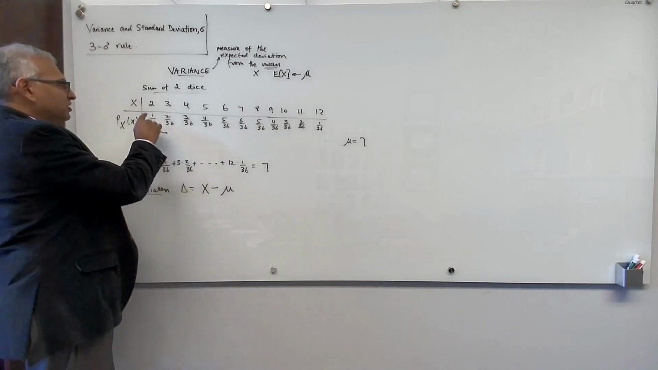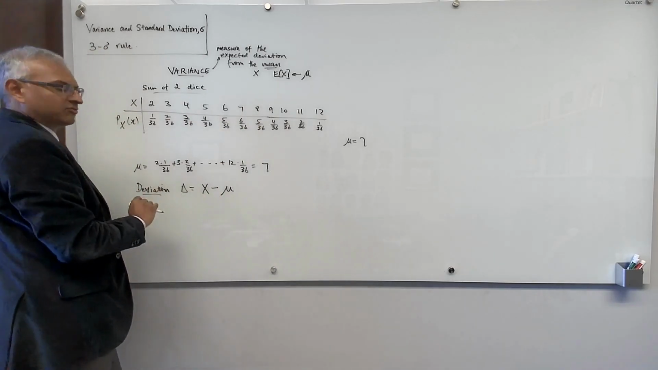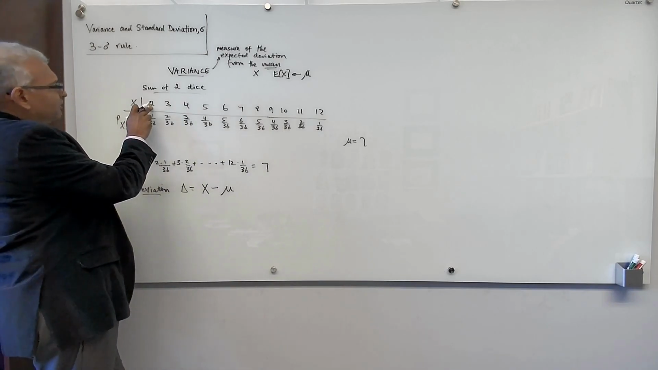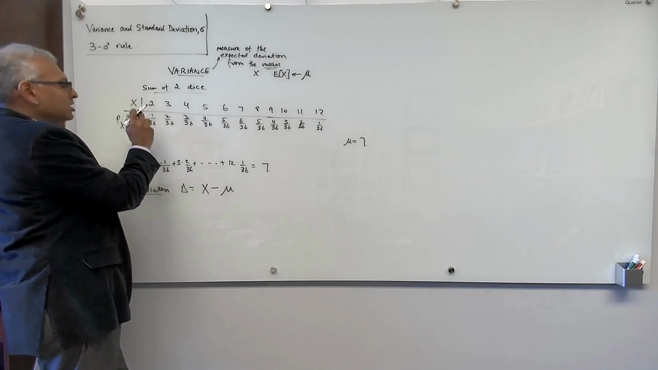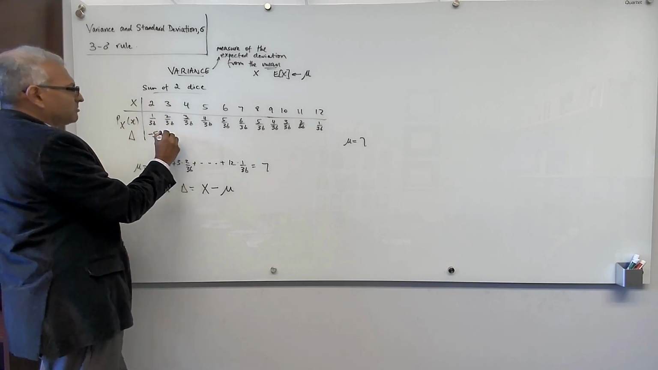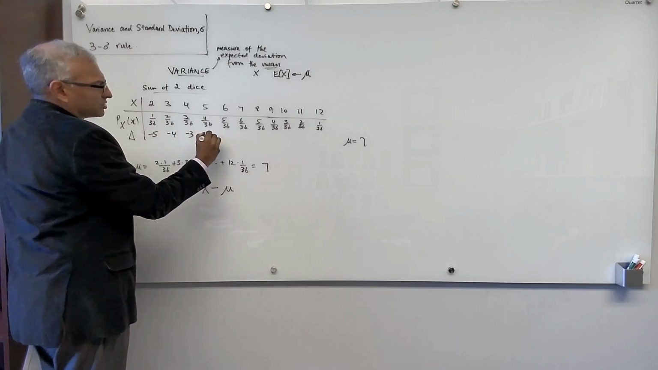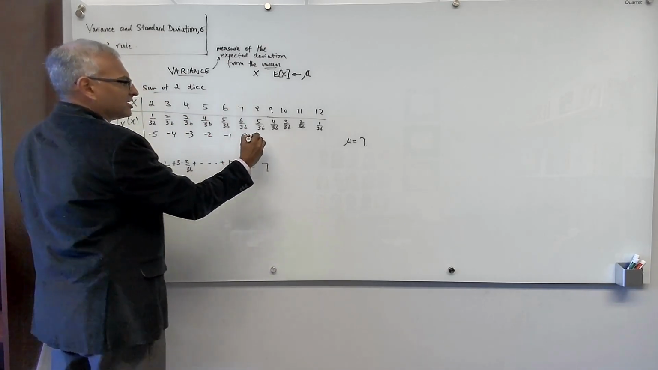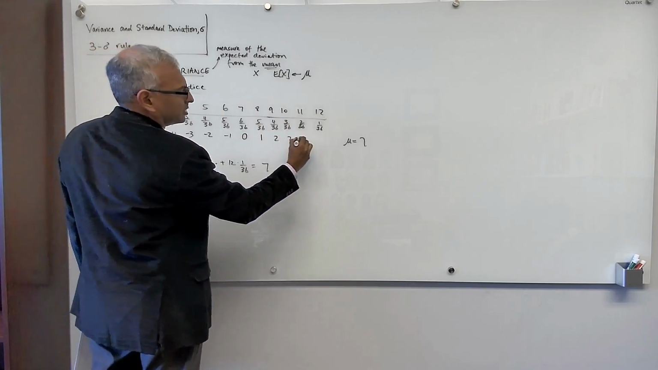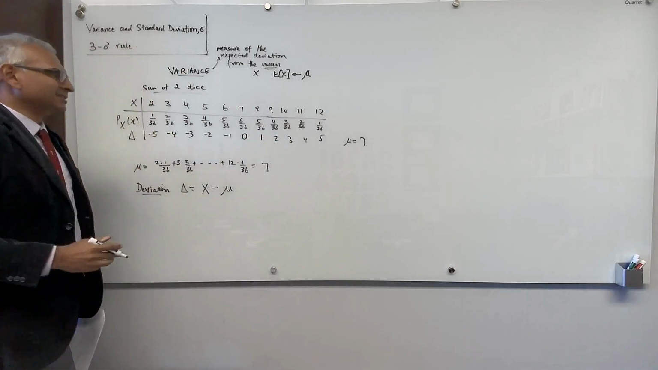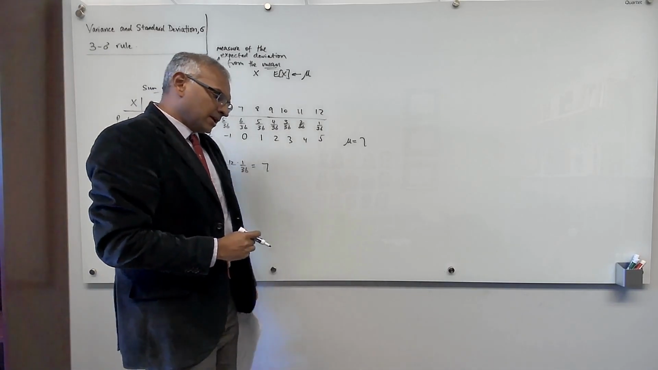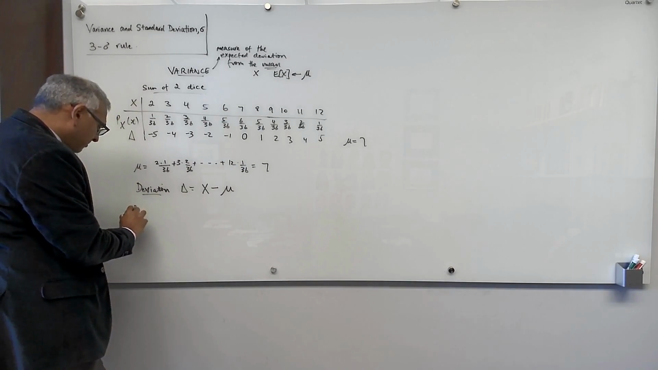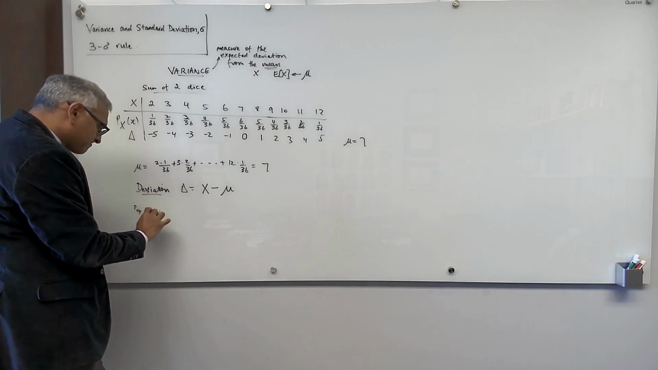So for each possible outcome, there's a possible deviation. So let me list the deviation. If the actual observed value is 2, the deviation is minus 5. 3, minus 4, minus 3, minus 2, minus 1, no deviation if the actual observed value is 7. Now we have a deviation of 1, 2, 3, 4, 5. So there are possible deviations. Okay. And so pop quiz.